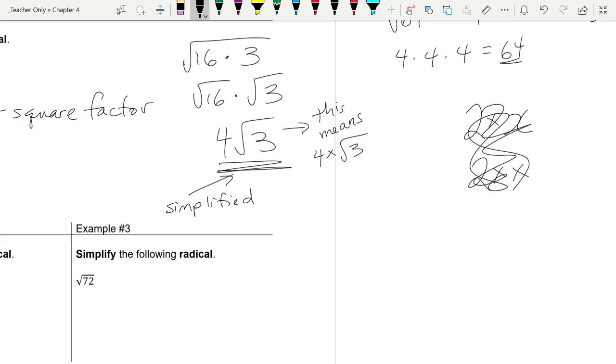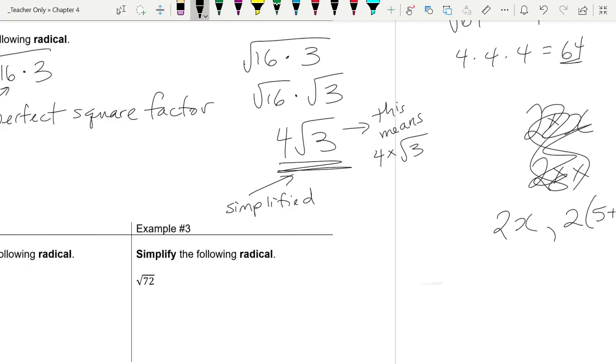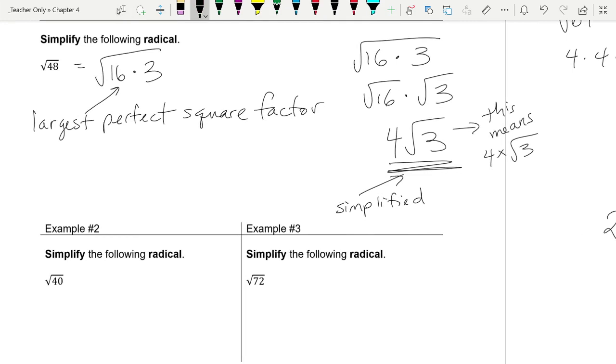You don't need a number between 2 and x to know that that's 2 times x. You don't need a multiplication symbol to know that this bracket is 2 times 5 plus 7, which is 2 times 12. You know that a symbol and then a bracket is multiply.